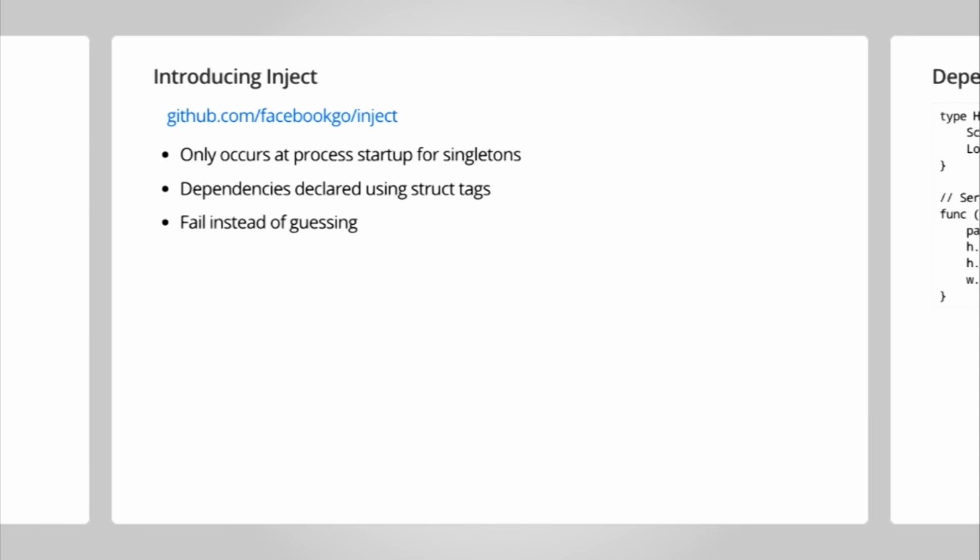Inject is our dependency injection library. It's a little opinionated. It works only kind of for singletons. We use it only at startup. We do not do any dependency injection once the program is up and running and serving requests. The philosophy is generally to fail at startup rather than to do any guesswork.